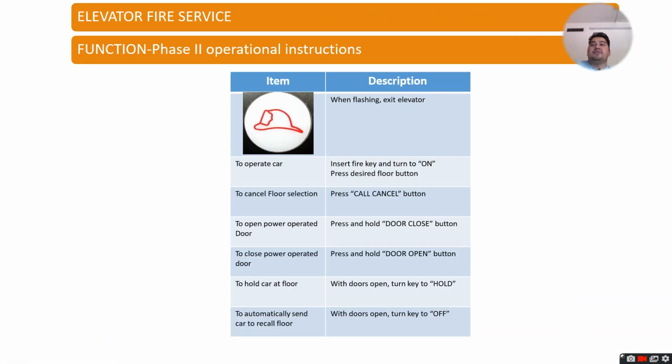Now, elevator fire service function phase 2 operational instructions. To operate the car, insert the key and turn on, then press the desired floor button. To cancel a floor selection, press the call cancel button. Then we have to open the power operated door. When the flashing exit elevator sign is flashing like this, these are the instructions that should be followed.